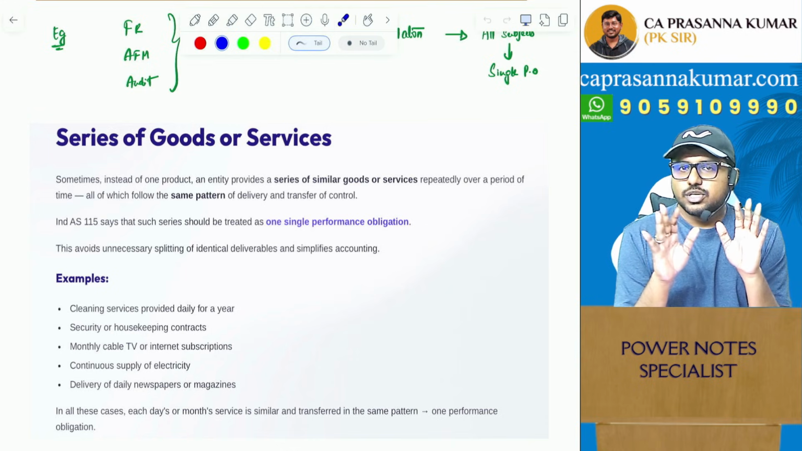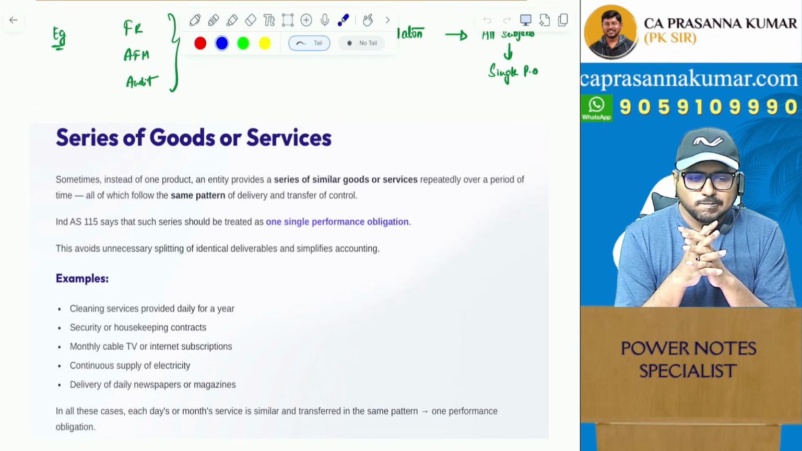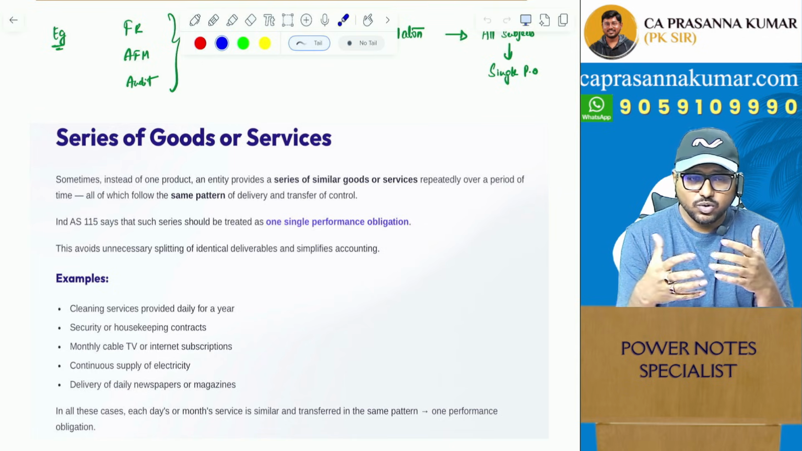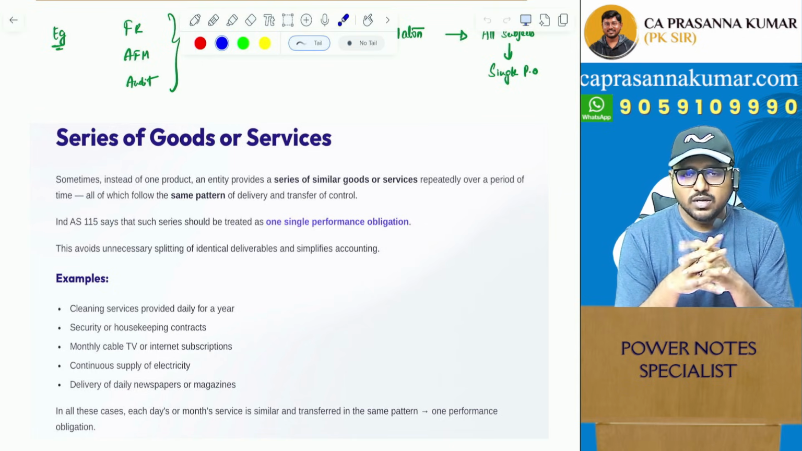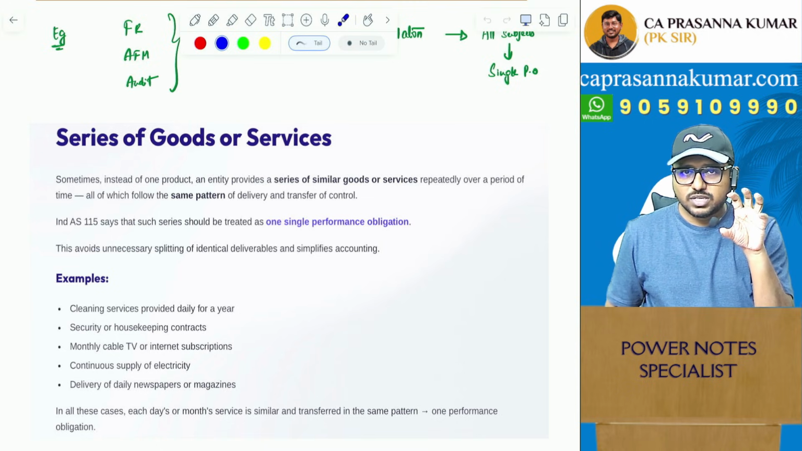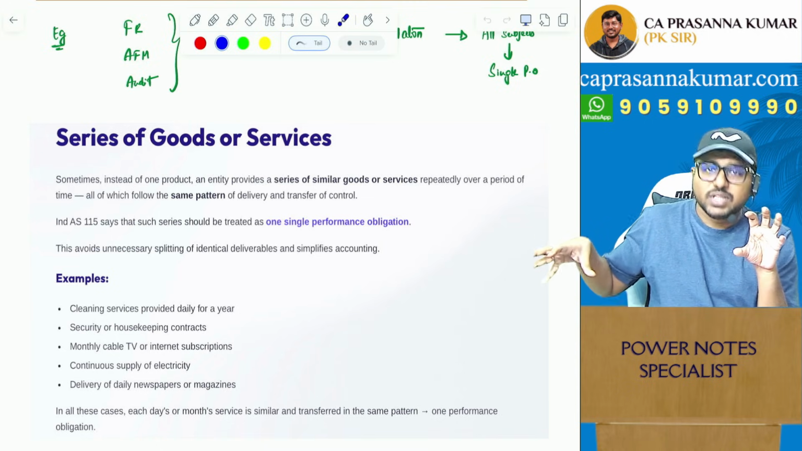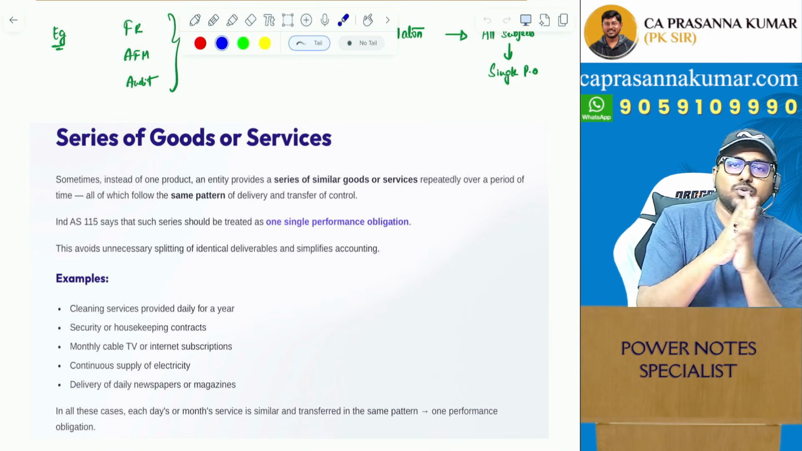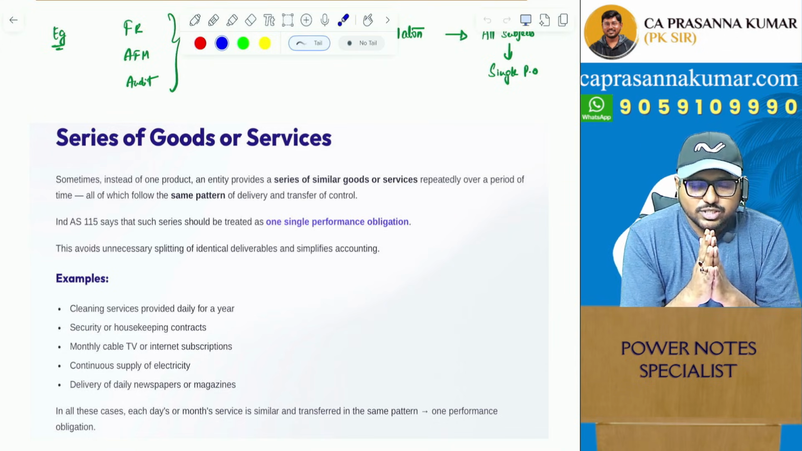Identify whether it is a distinct good or service. How to identify? Check whether the customer can benefit from the good or service on its own, or in combination with something that is available with the customer, or that the customer can buy from outside and then use in combination. This is the first condition.